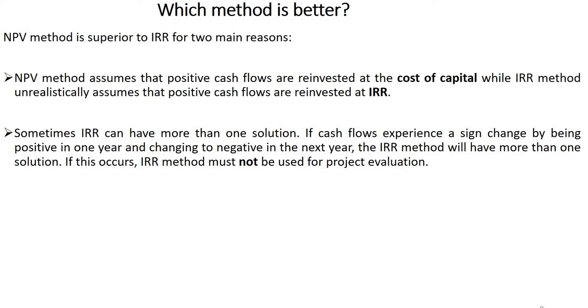Now, which method is better? As I said, there's not a good or bad method, but NPV assumes that positive cash flows are reinvested at the cost of capital. But IRR unrealistically assumes that positive cash flows are reinvested back at the IRR. So that's one reason why I like NPV more than IRR. Sometimes IRR can have more than one solution. If cash flows experience a sign change by being positive in one year and changing to negative in the next year, the IRR method will have more than one solution. If this occurs, the IRR method must not be used for project evaluation.